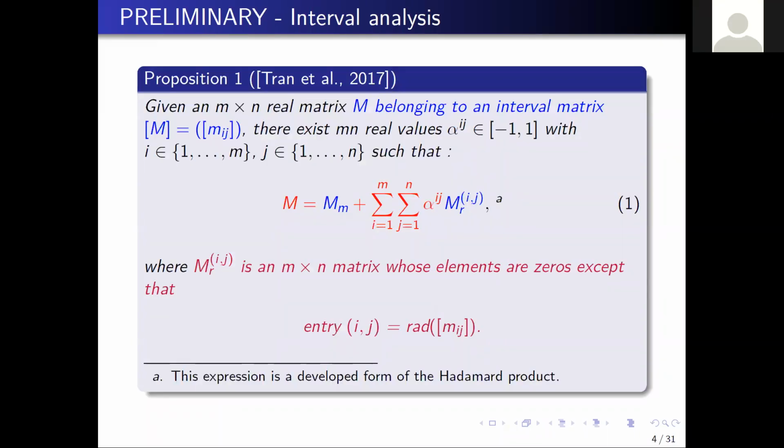Proposition 1, proposed in Tran et al. 2017, gives a representation of a matrix M belonging to a given interval matrix bracket of M. The proposition says that there exist m by n real values alpha_ij between -1 and 1, so that the matrix M can be expressed in the form of equation 1 here, in which M_R^ij is a matrix whose elements are 0, except that its ij entry takes the value of the radius of the ij element of the interval matrix M.